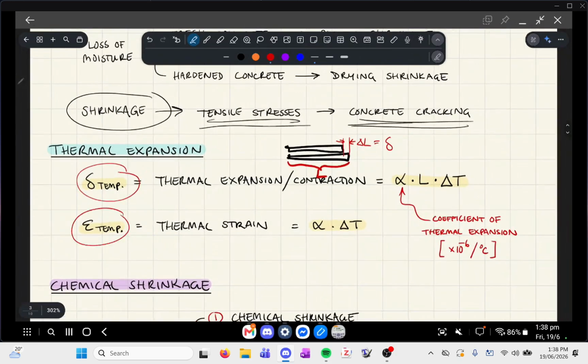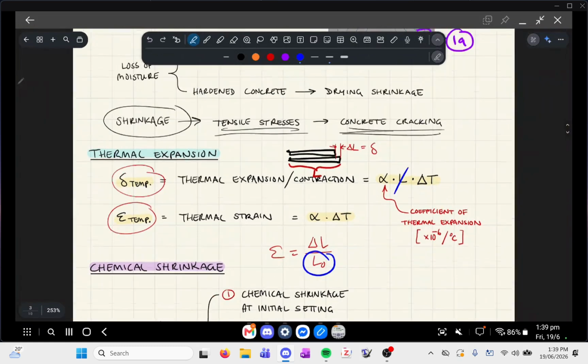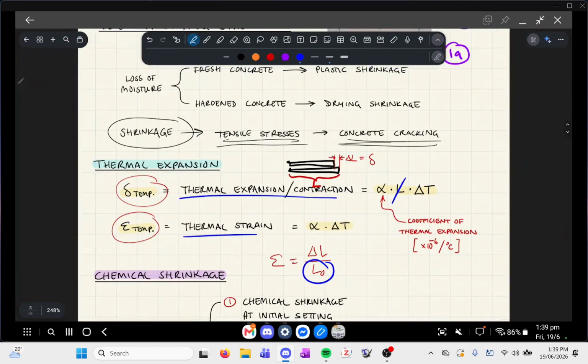Now the strain is the same thing, except if you remember, strain is the change in length over the original length, okay? And so essentially what we're doing is we're just dividing by L. So if you cross that L out, that's the thermal strain. So these are just two ways of saying the same thing: the thermal shrinkage, like change in length, versus thermal strain, which is just normalized by the total length.